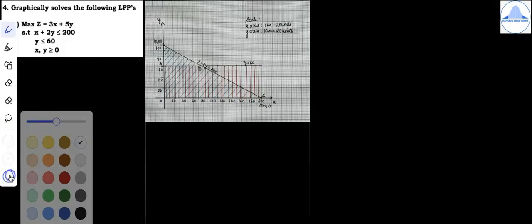Fourth question, graphically solve the following LPPs. Subdivision A, maximize Z equal to 3x plus 5y, subject to x plus 2y less than or equal to 200, y less than or equal to 60, and x, y greater than or equal to 0. So let us start the problem.